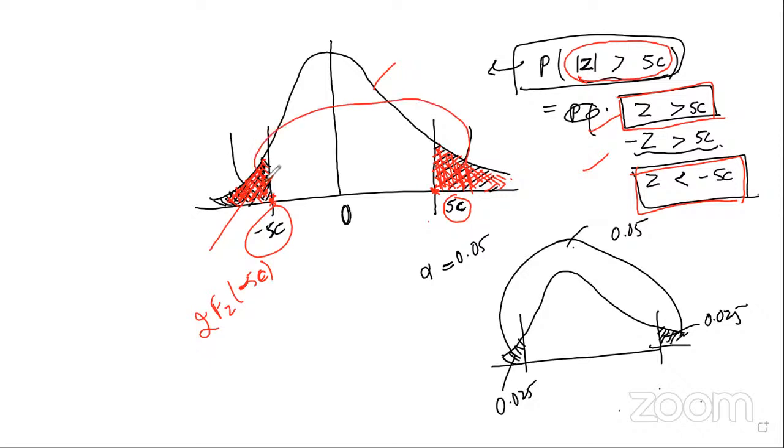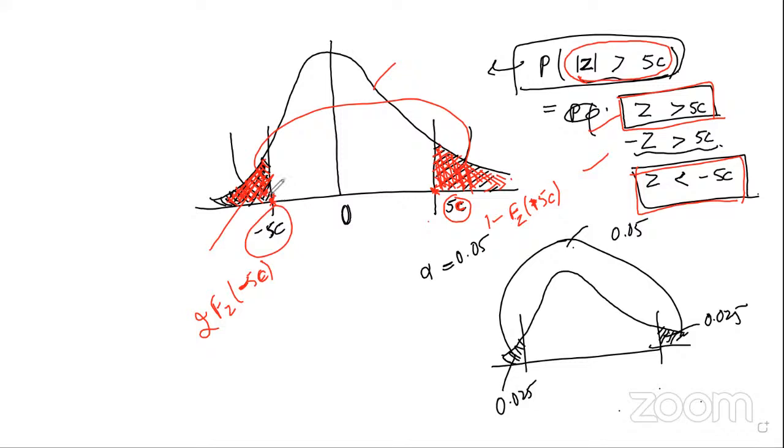Ma'am, the way you wrote for the left hand side, F(-5c), right? So for the right hand side, it will be 1 minus F(5c), right? If I club both these two, ma'am, then how am I coming at 2F minus 5c? Could you please explain that?